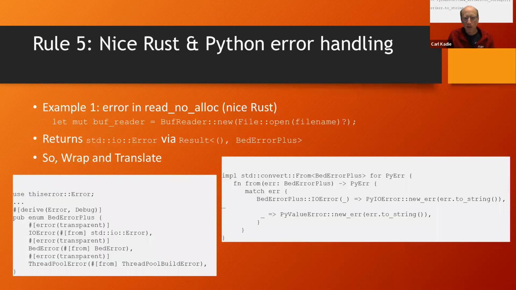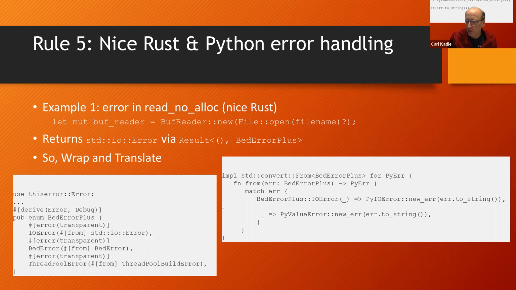Rule 5, and there's some comments on the side about this error. So do nice Rust error handling and do nice Python error handling. Let me give examples from the code about what I mean here. So here's an example error that we might see. We're in our nice Rust function, which is called read no alloc. And the first thing we're going to do is open the file name the user gave us.